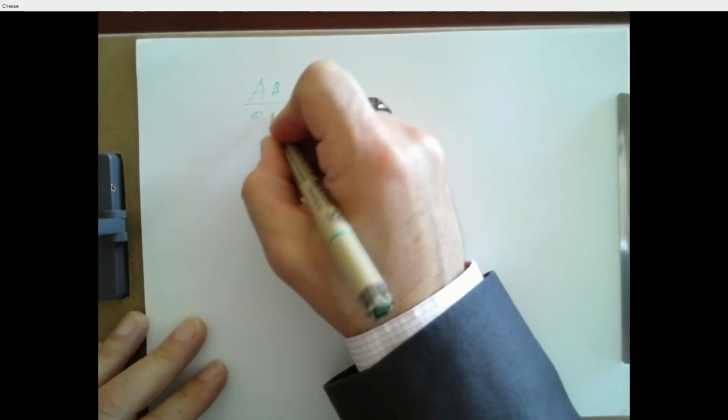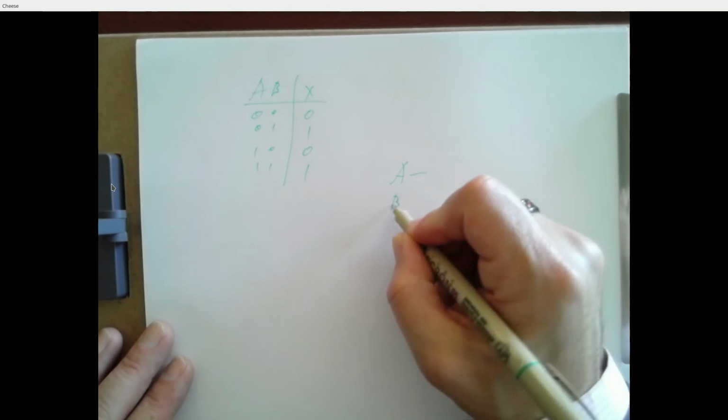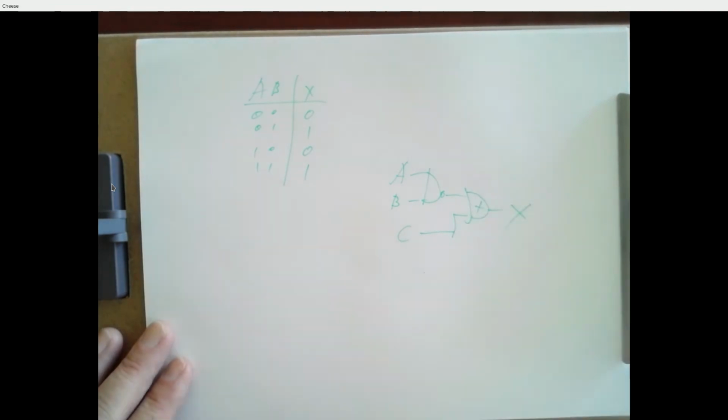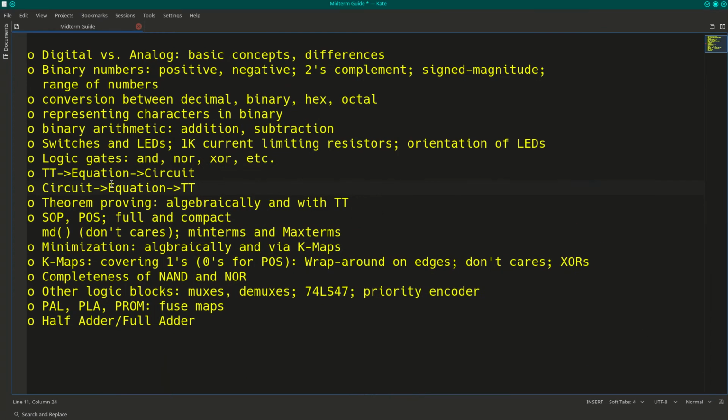All of it. So I could give you something like this, and I could ask you to write an equation for x in terms of a and b, and then sketch a circuit that implements that. Or I could give you something like this, and I could ask you to write an equation for x in terms of a, b, and c, and write a truth table from that, or things to that effect. So that process of going back and forth between those different versions of a circuit.